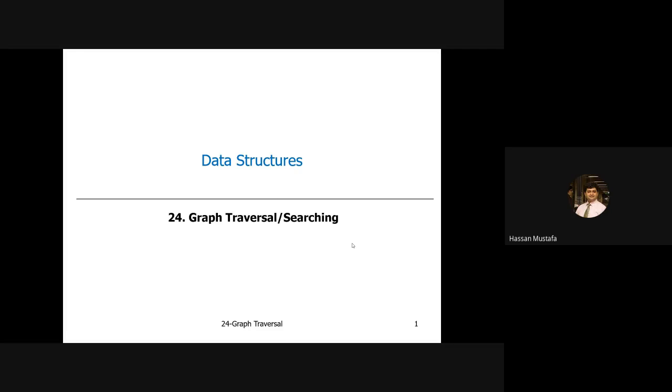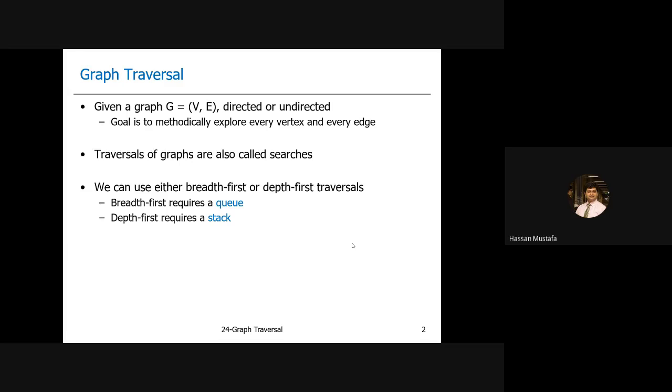The idea is that given a graph G, as we said in the last lecture, we represent a graph using two sets: a set of vertices, V, and a set of edges, E. When we take these two sets, we say that we have represented a graph. The graph can be either directed or undirected; it doesn't matter.